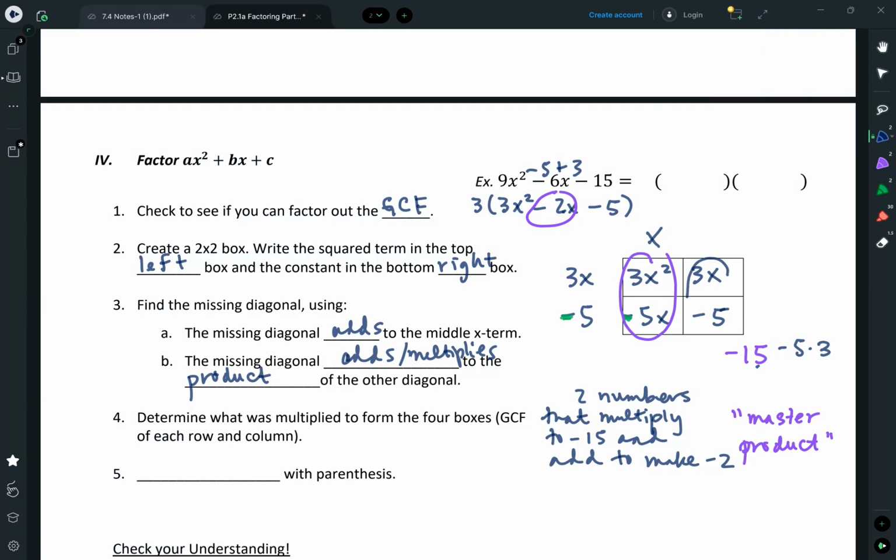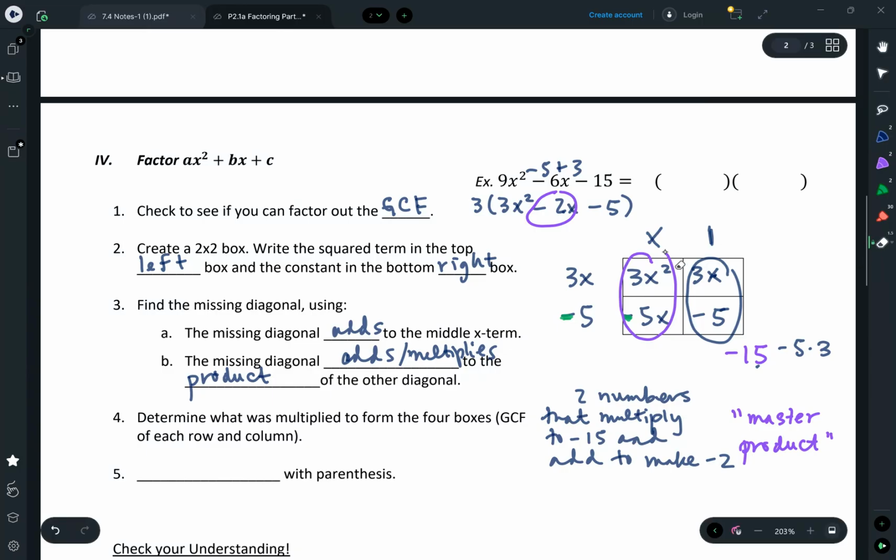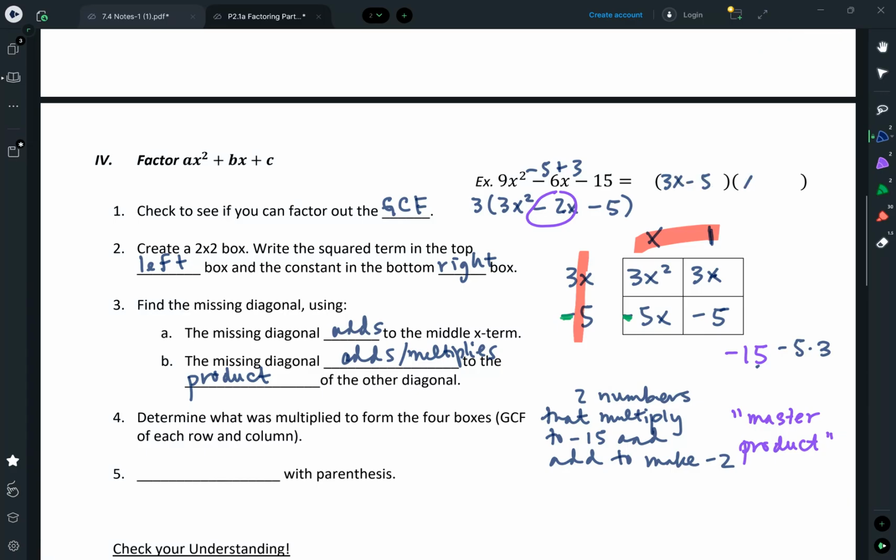And then I want to look at what these guys have in common. Well, they have nothing in common. So I'm just going to write a 1. Now, the reason I'm not making that negative is that the 3x is positive. 3x is like the little square that's touching the 1, and their signs have to match. So now I have my factors. Let me erase my old circles so I can do new circles. My factors are 3x minus 5 and x plus 1. So 3x minus 5 and x plus 1. And I could totally check that back if I wanted to.